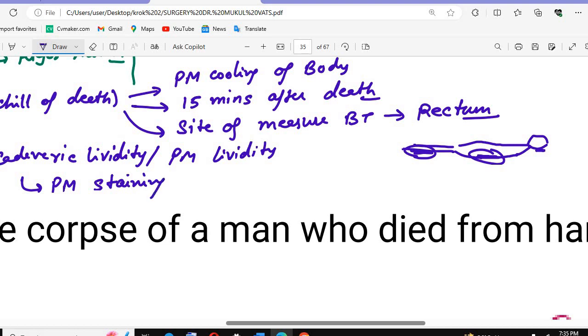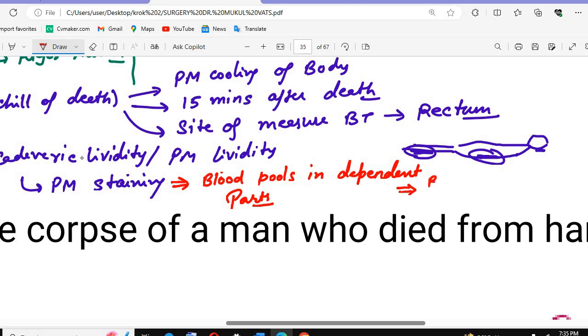And in post-mortem staining, what do we see? The blood pools in the dependent parts. When the blood pools in the dependent part, it gives a bluish purple discoloration, and we call this condition post-mortem staining.